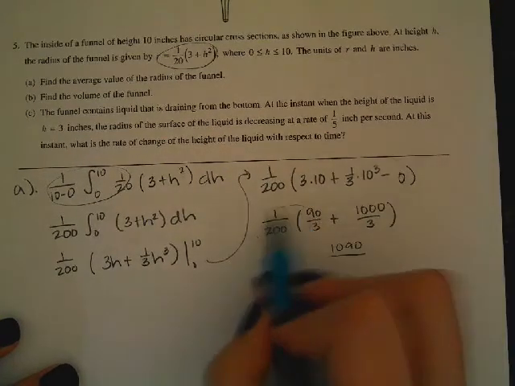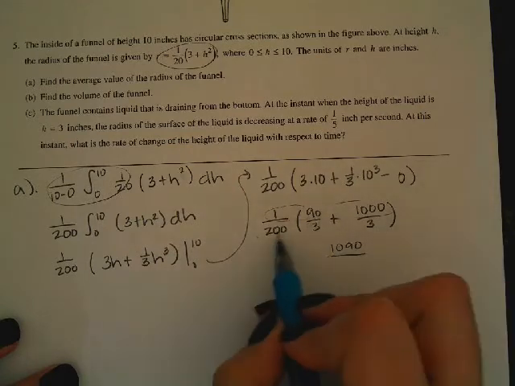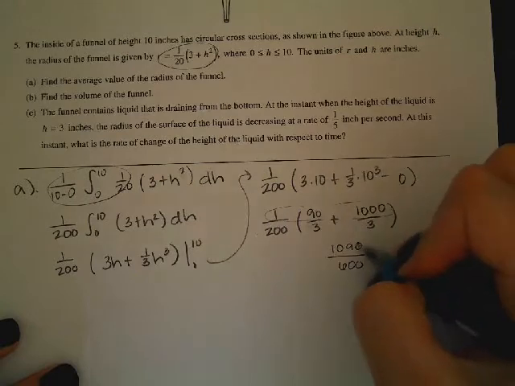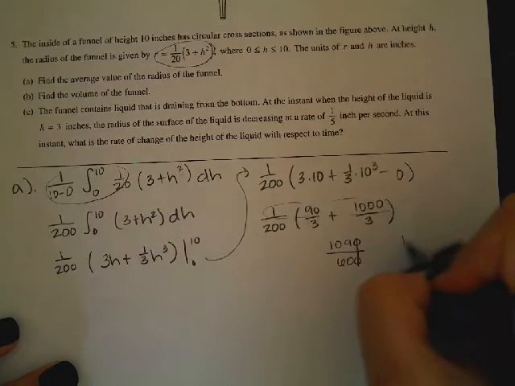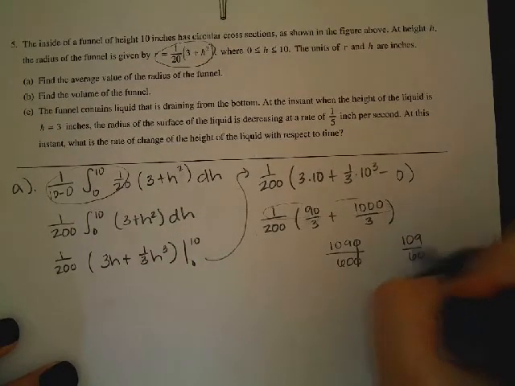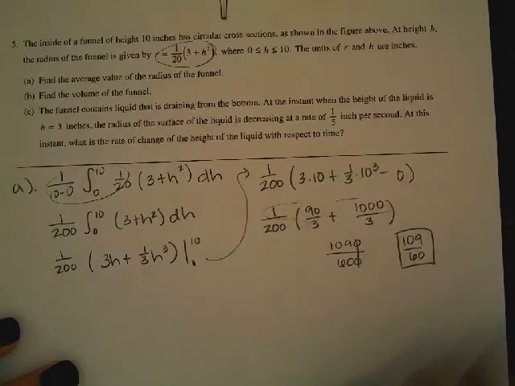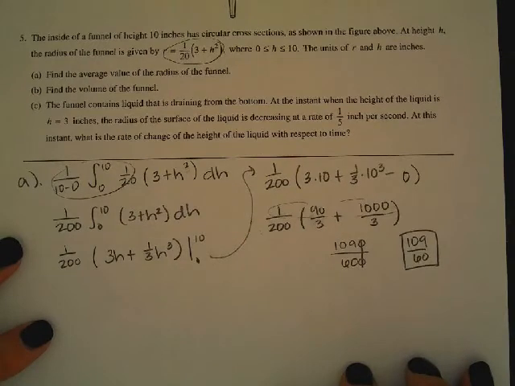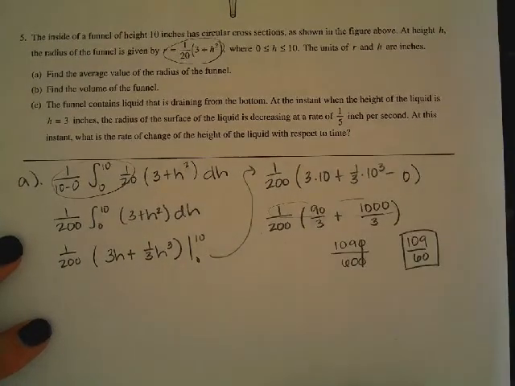So I'm multiplying straight across the top. And then on the bottom, I have 200 times 3 is 600. Divide by 10 on the top and the bottom. So 109 over 60. And I'm just going to leave it there. I'm not going to simplify any more than that. You should be able to leave it up there and be fine.